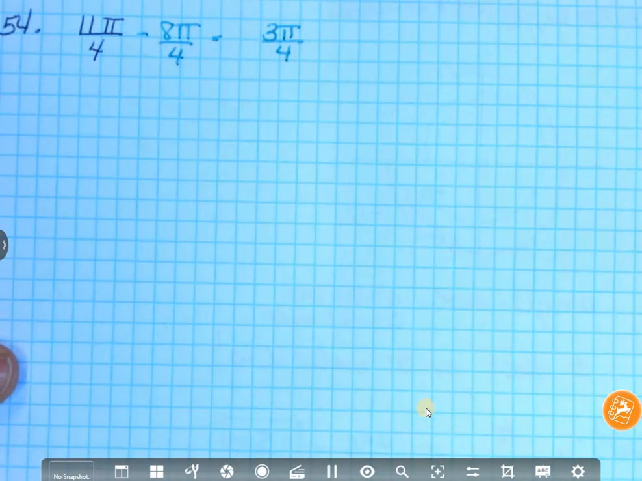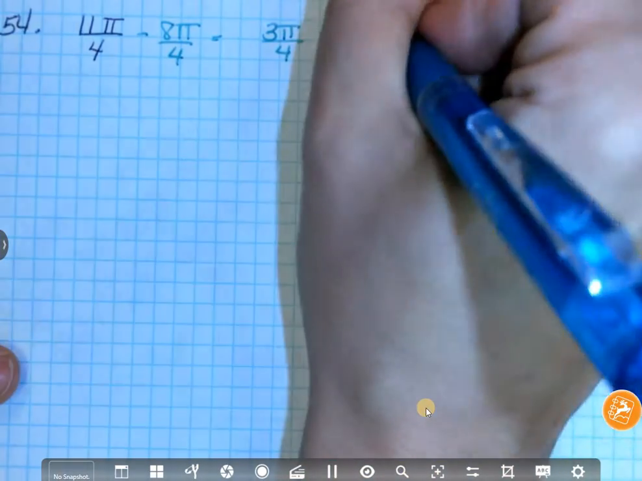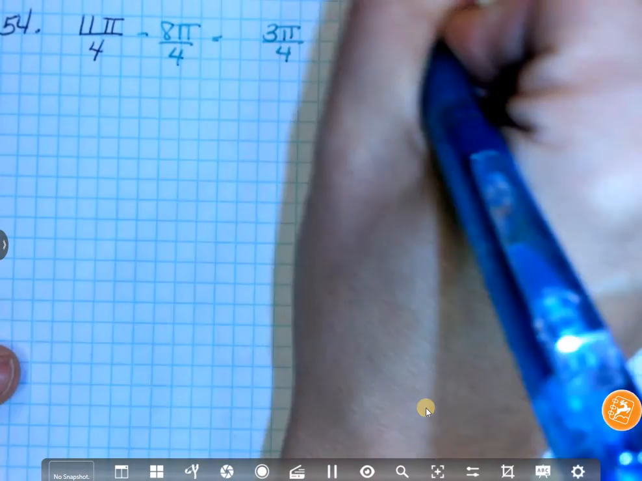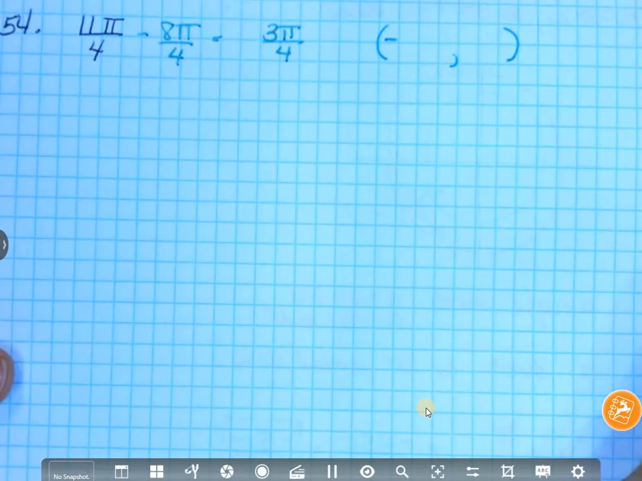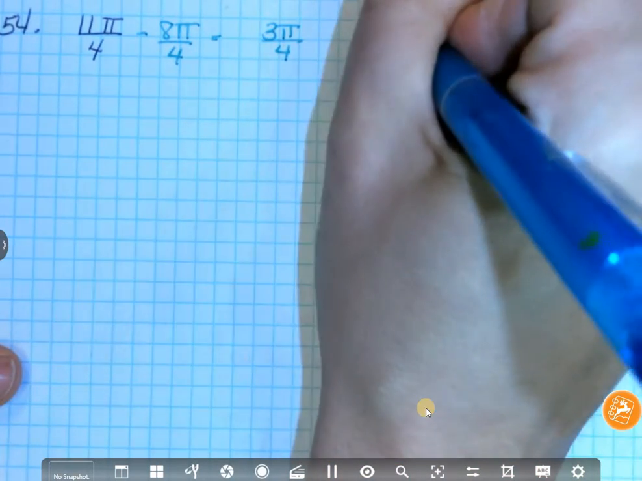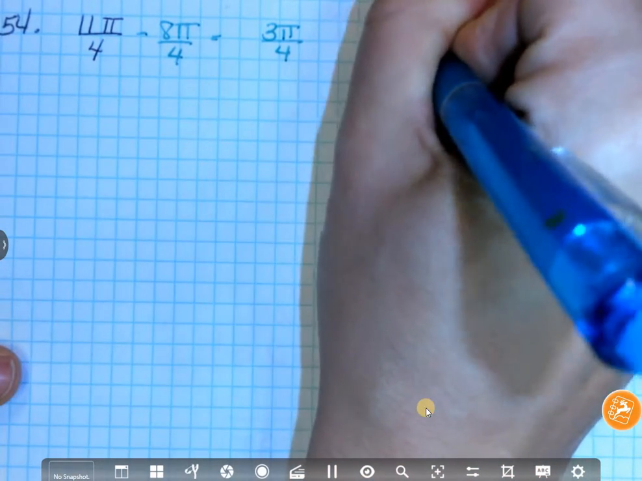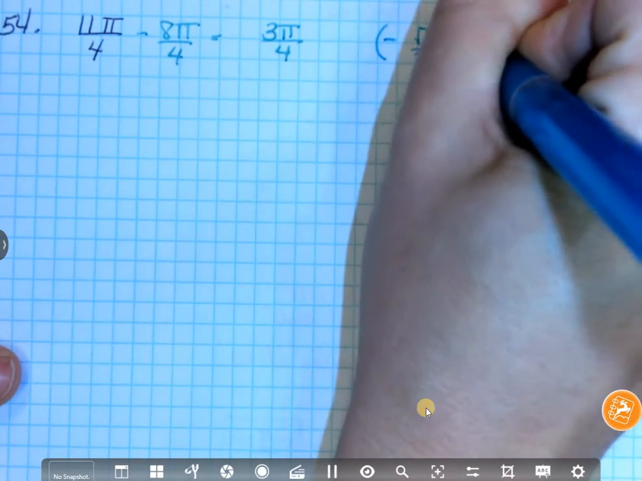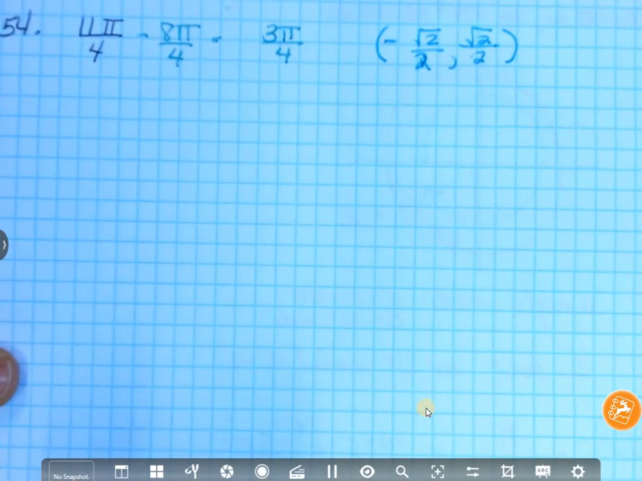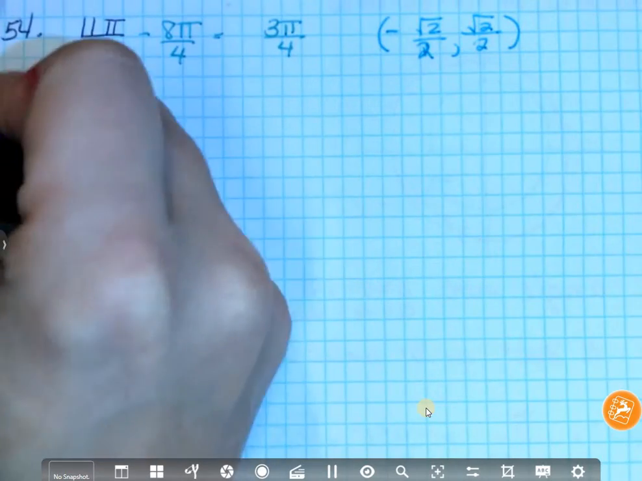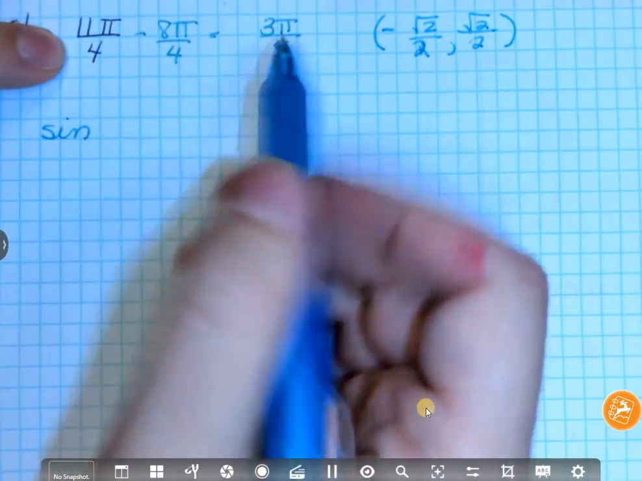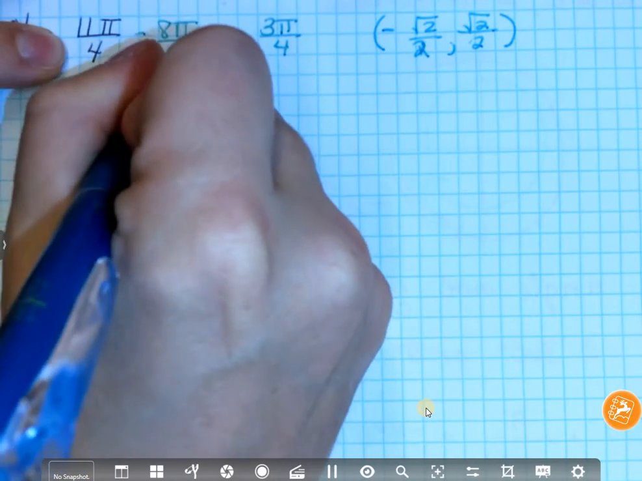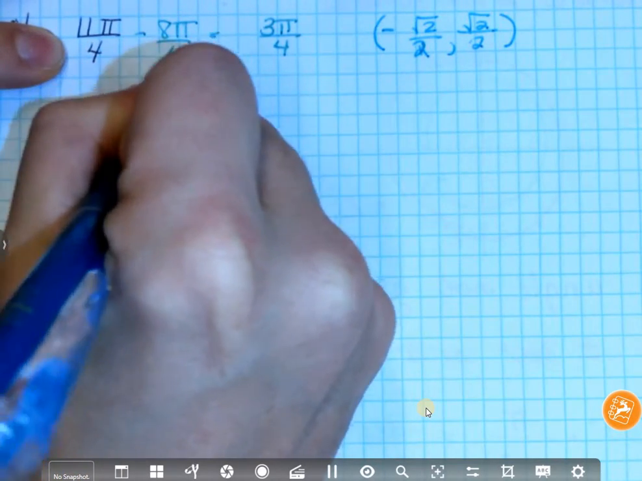So if I use 3 pi over 4, what quadrant is that in? It's in the second quadrant. So it's negative, positive. And I love the reference angles of pi over 4 because it's always root 2 over 2. And please, please, when you write these out, write out the sign. I don't care if you write 11 pi over 4 or 3 pi over 4. But you need to write the sign of 11 pi over 4.